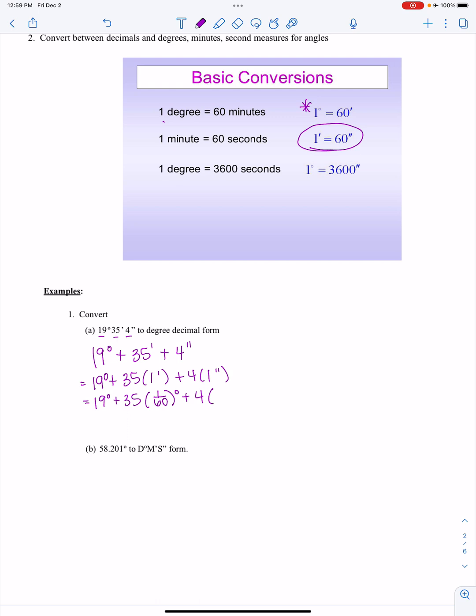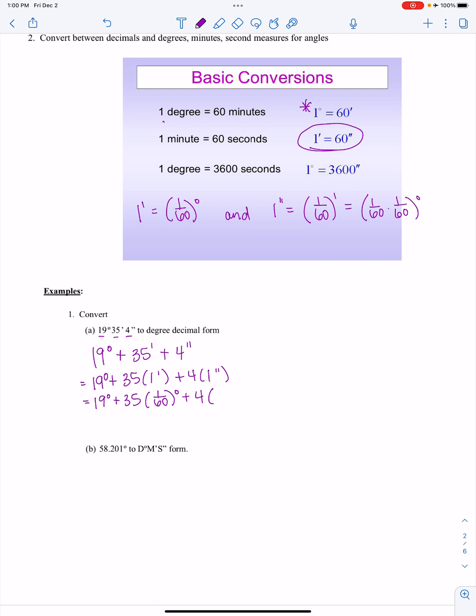And one breakdown this basic conversions table doesn't really show us, which might be helpful if you completed your guided notes. I highly recommend doing guided notes first. So if you want to pause this video and go and look through guided notes and then come back, I highly, highly recommend that. But one thing that I would add to this table is that 1 minute is 1/60th of a degree, and 1 second is 1/60th of a minute, which is 1/60th times 1/60th of a degree.